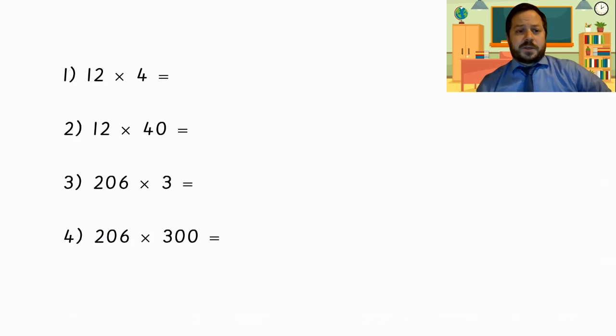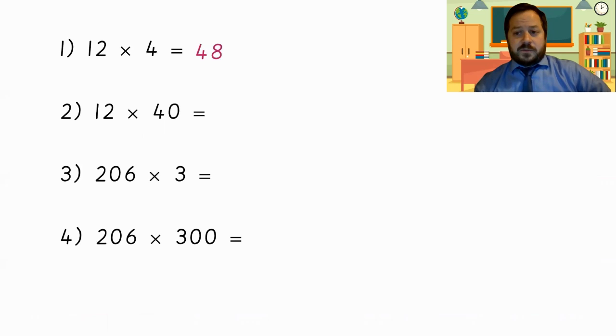Okay, so the first question, 12 times 4. Hopefully it should be quite straightforward for you as it is one of our times tables, and yes, the answer is 48. So because we know 12 times 4 is 48, do we know 12 times 40? Well, yes, because the only additional thing we've got to do is times the answer by 10, as 40 is 10 times bigger than 4. So the answer is 480.